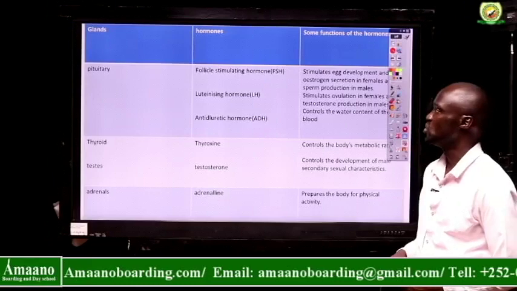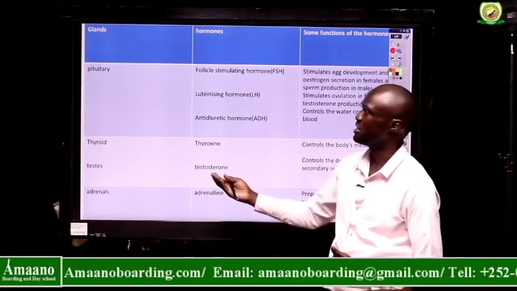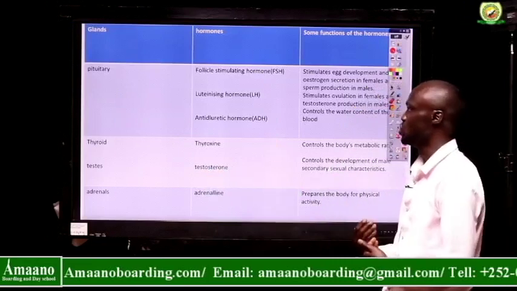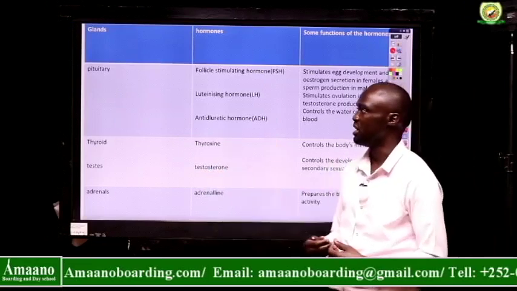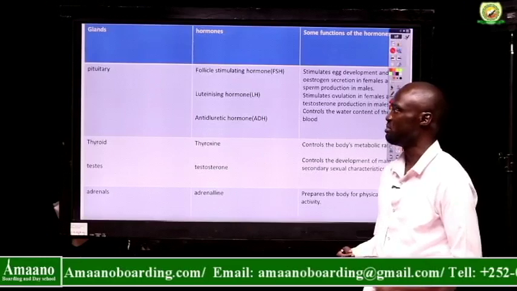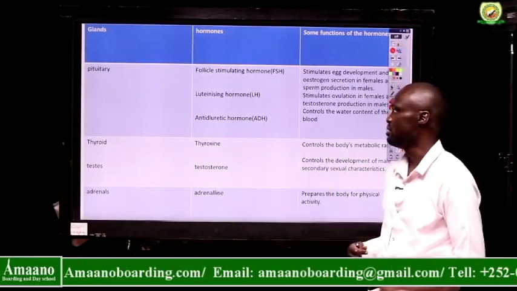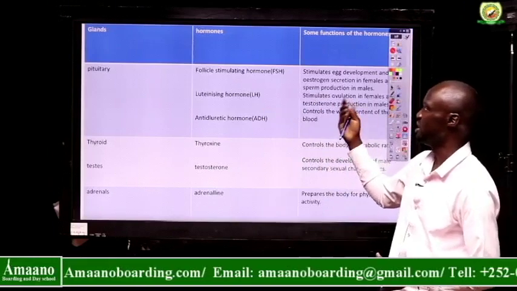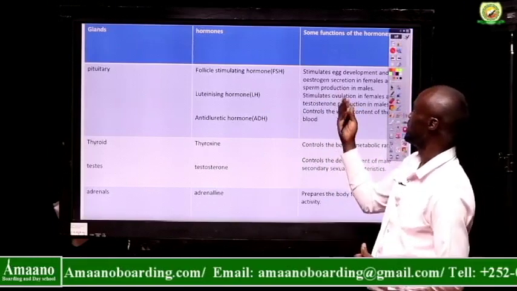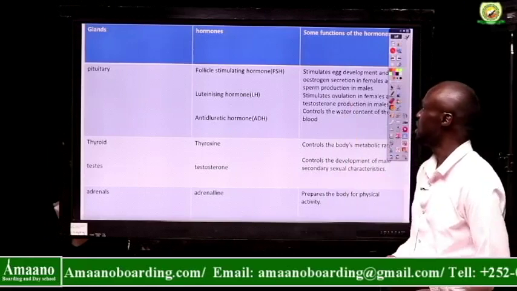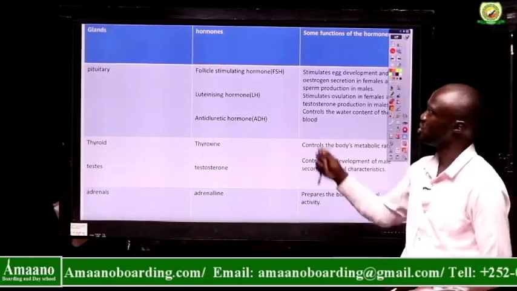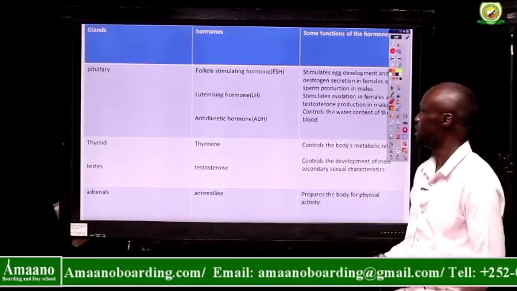Then we come to the different examples of glands, the hormones they produce and what they do. One, we have the pituitary gland, which produces basically 3 main hormones. That is follicle stimulating hormone, abbreviated as FSH. This one stimulates egg development and secretion of estrogen in females. It also stimulates production of sperms in males.